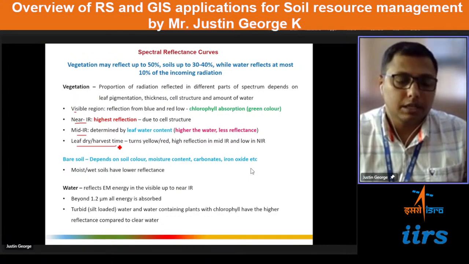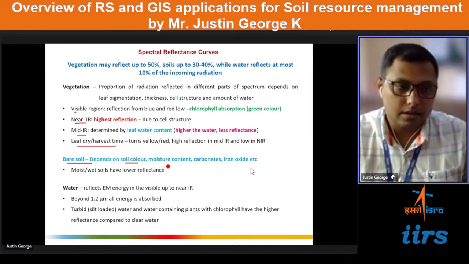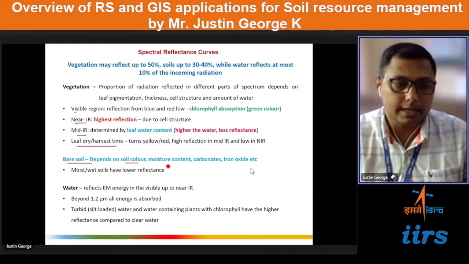Because the green vegetation becomes yellow or red mainly because of the high reflection in mid IR and low in the NIR, mainly because of the changes in the cell structure as well as the composition of the various pigments. Similarly, the bare soil mainly depends on the soil color, moisture content, the presence or absence of carbonates, iron oxides, etc. And similarly, with respect to water, it reflects the electromagnetic energy in the visible up to NIR up to a certain extent.